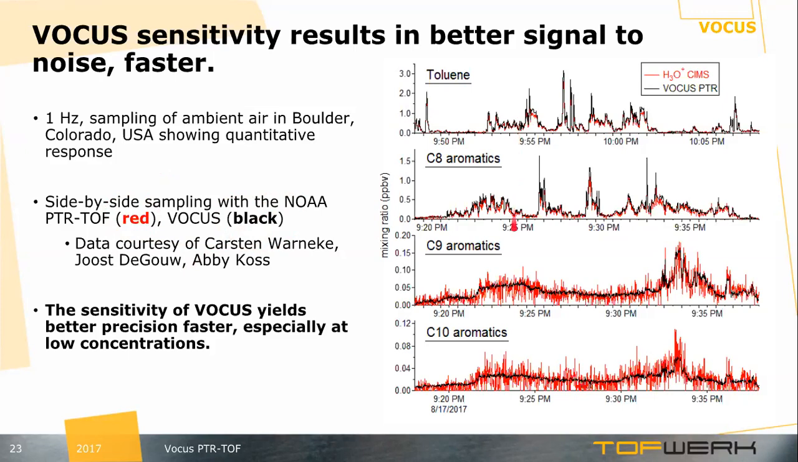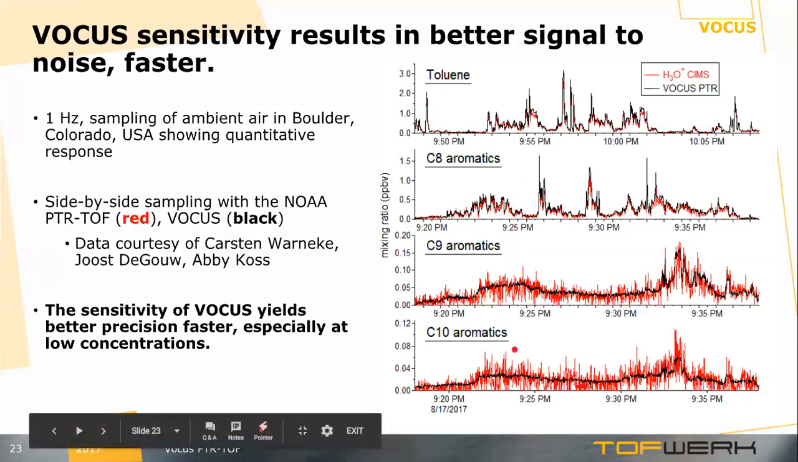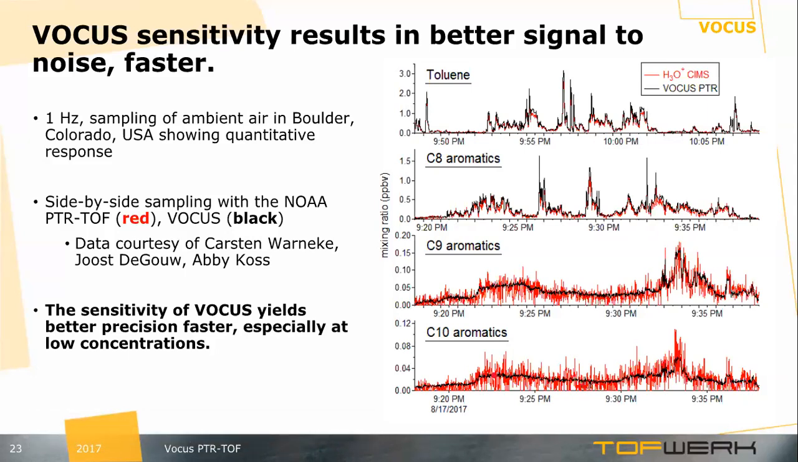But as we go to lower and lower concentrations, going down from the C8 aromatics to the C9 to the C10, for low concentrations where you're limited by sensitivity, you can see that the Vocus is very precise and its signal to noise is very good even at 1 second. So if you're trying to measure low concentrations quickly, then this improved sensitivity is very important.